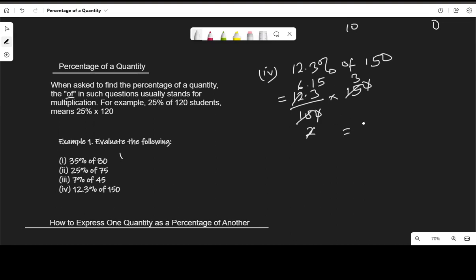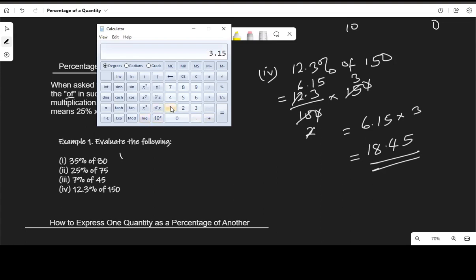Now 6.15 multiplied by 3. 3 times 5 is 15. Right? 5 carry 1, 3 times 1 is 3 plus 1, 4. 3 times 6 is 18. So our answer is 18.45. Again, if you are not sure, you can use a calculator.